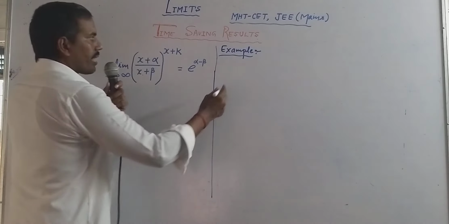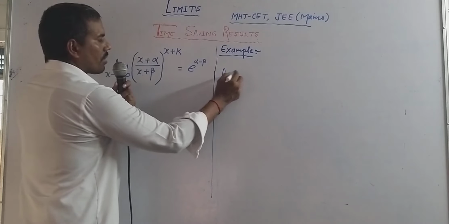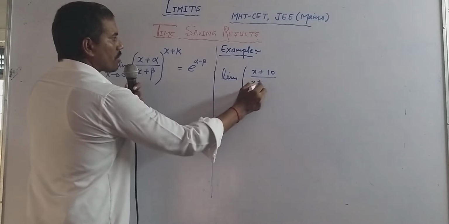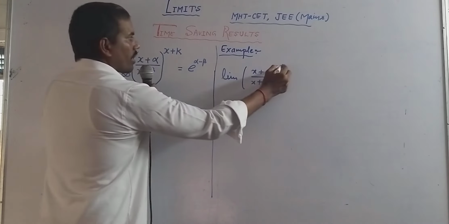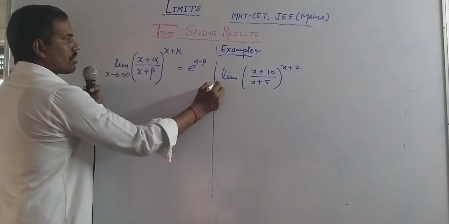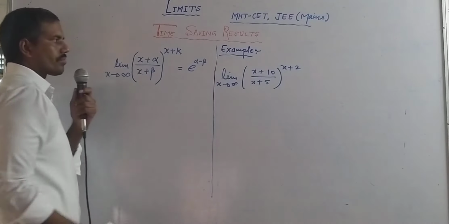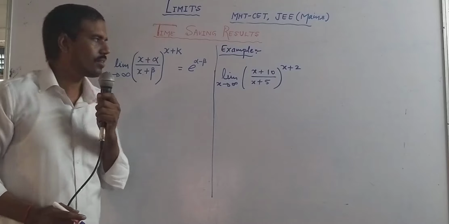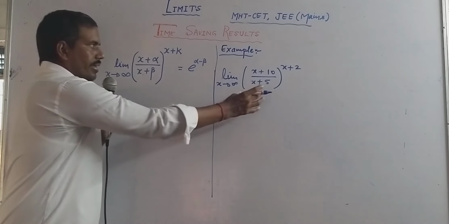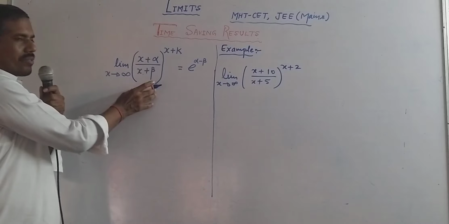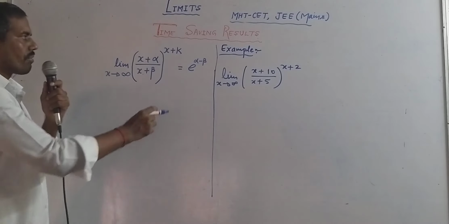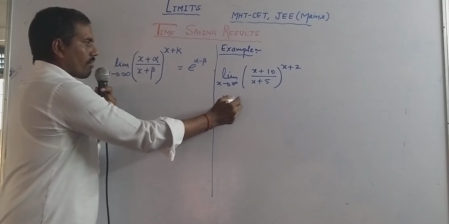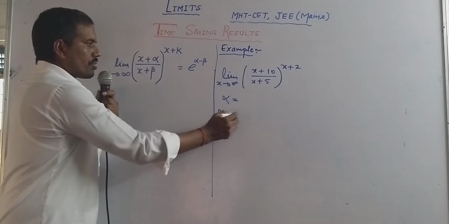So if we write an example, limit of ((x plus 10) divided by (x plus 5)) to the power x plus 2 as x tending towards infinity. We have to find the result in a maximum of 5 seconds. So we have to compare the given question with our time saving result, as we have to find only two parameters. First one is alpha and second one is beta.